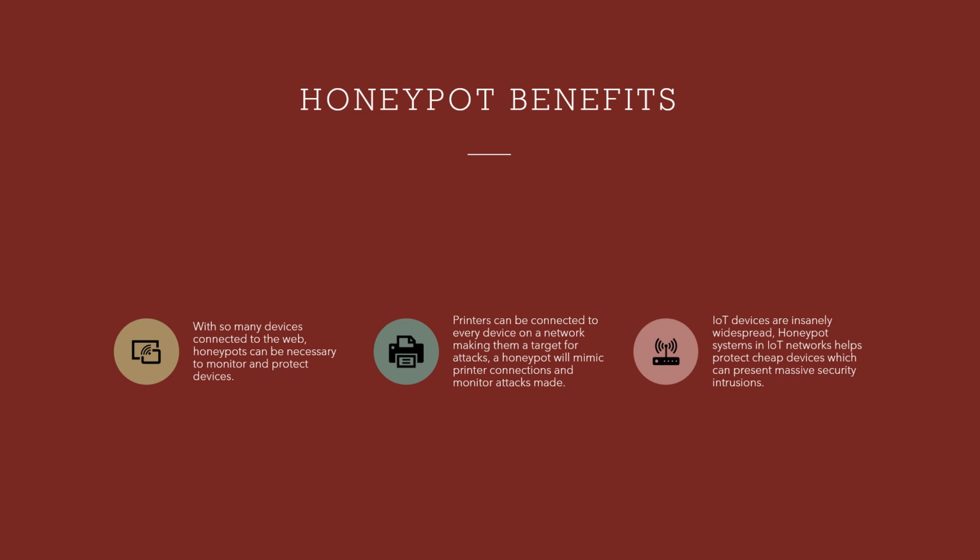Then also, IoT devices are insanely widespread. IoT devices are everywhere. You can use a honeypot to mimic some of these IoT systems to lure the attackers. They would then connect to this honeypot, and instead of gaining access to your fridge and then, through a vulnerability in a specific fridge model, gaining access to your network, they are trapped in the honeypot.